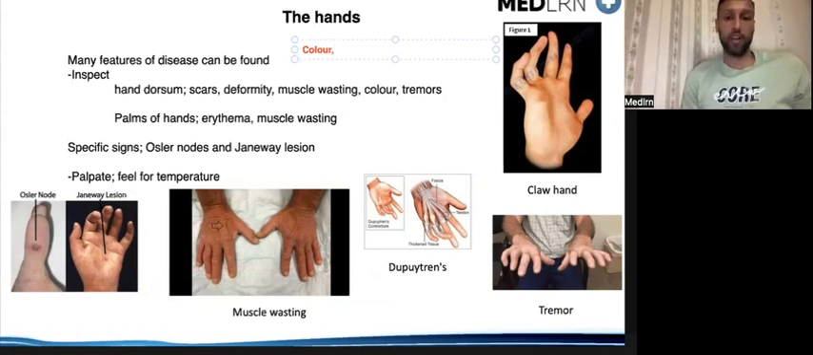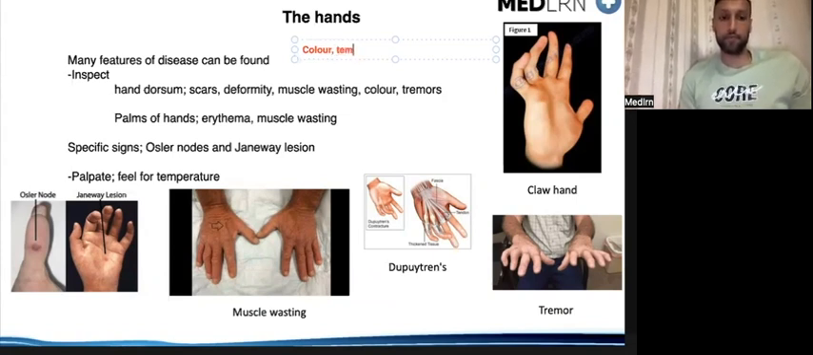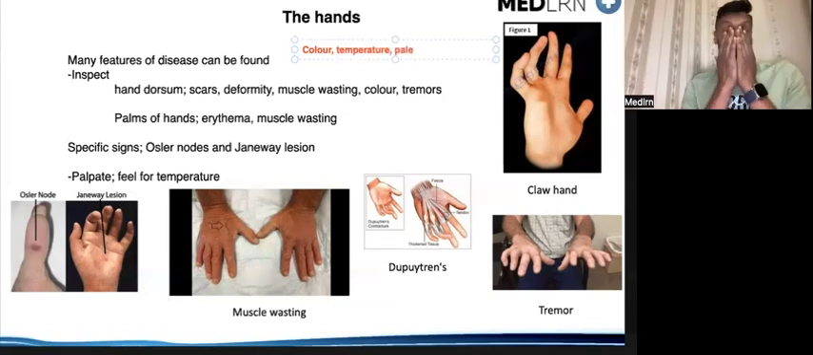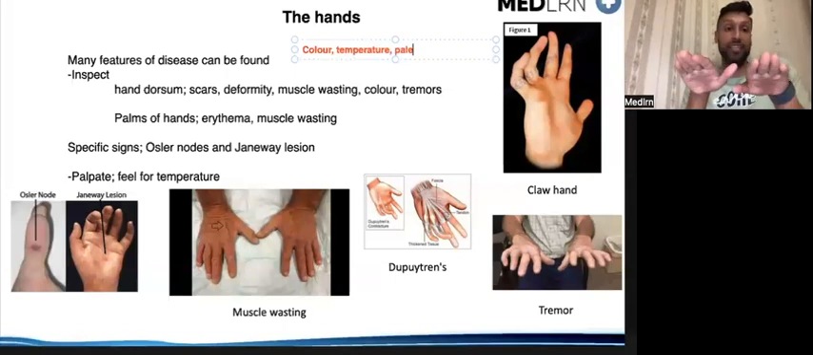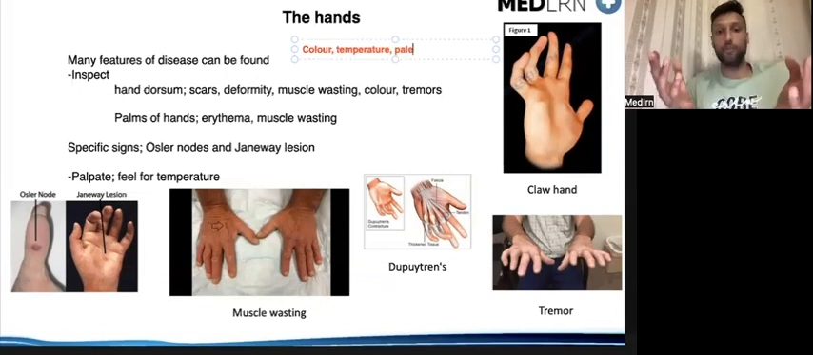Color is the first one. Temperature. Color, temperature, pale. Exactly. So honestly, you look at someone's hands and you can say, do those hands look normal to me? Is it extremely cold for the temperature itself? Are they suffering Raynaud's syndrome? Are they extremely hot? Are they sweating? Are there deformities? Brilliant.